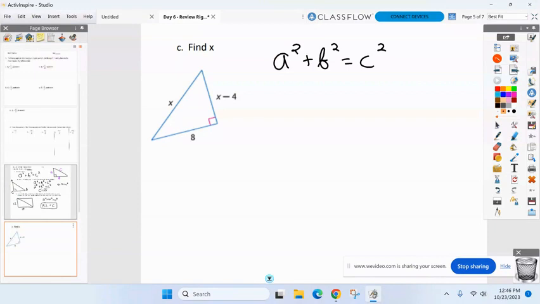Where are my 2 legs in this diagram? X. So I'll stick with 8 squared, and then plus x minus 4 all squared. Make sure you're squaring the whole thing and not the 4. Equals, what's my hypotenuse across from the right angle? X squared, right?